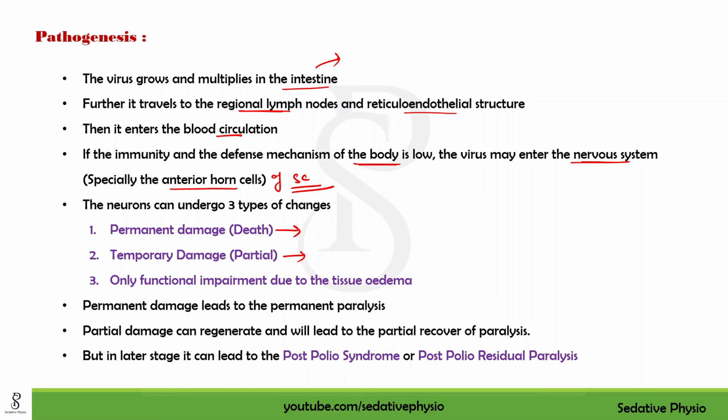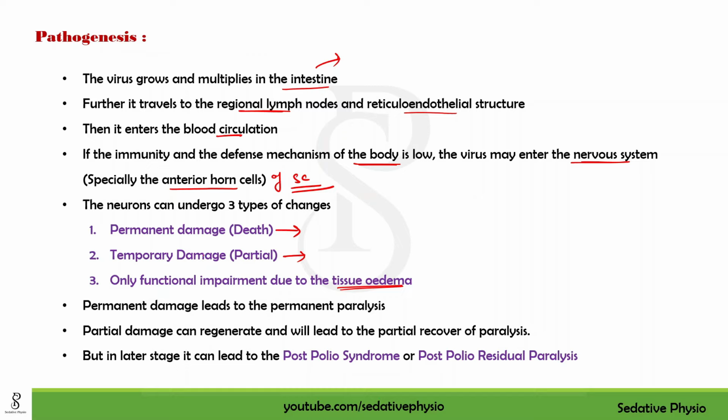Now, the third condition can be only functional impairment due to tissue edema. It means in some cases the virus can only lead to edema in the tissues, especially in the neuroglial tissues, and it can lead to some functional impairment. This is the mildest form of the poliomyelitis infection. This is the mildest condition of the poliomyelitis infection.